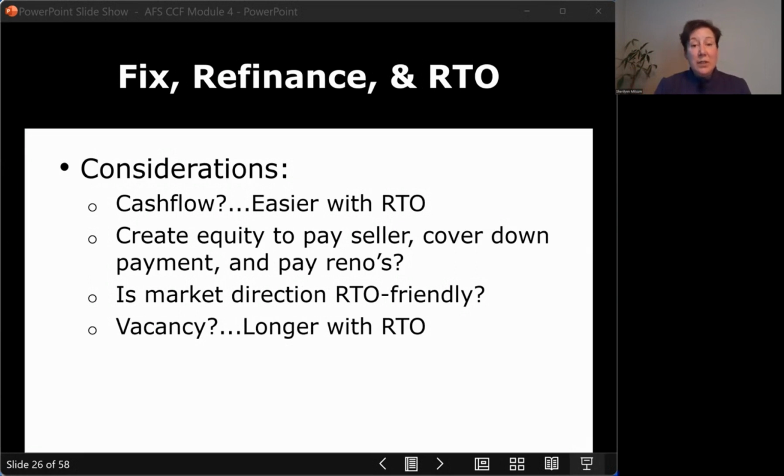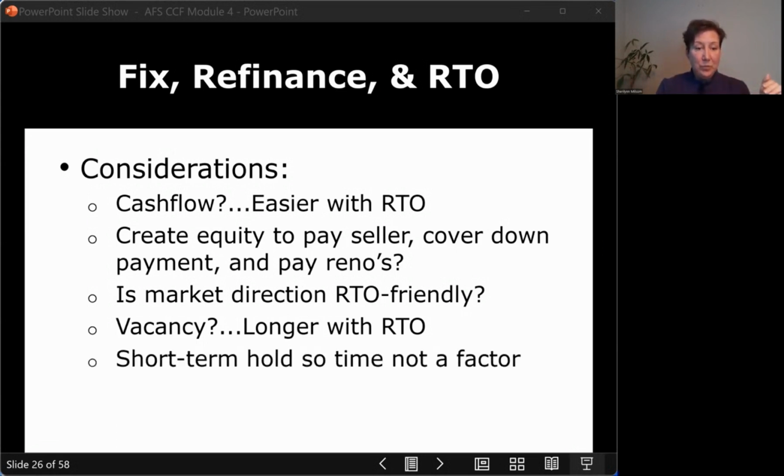Vacancy is going to be longer with rent to own. For the fix and refinance and rent, I didn't put vacancy as a consideration because it's usually pretty easy to find a rental tenant on a freshly renovated property. That happens pretty fast. But with rent to own, first of all, you need to find somebody who needs rent to own. Secondly, you need to find somebody who likes your house. So it does take longer to find a rent to own tenant.